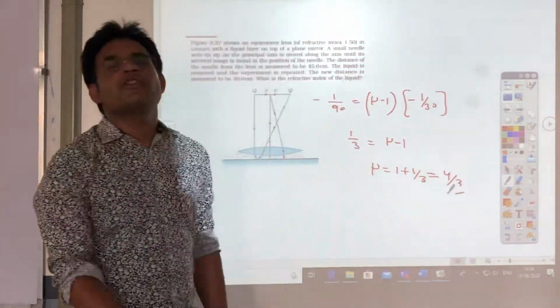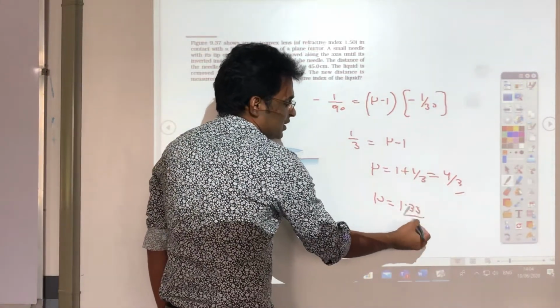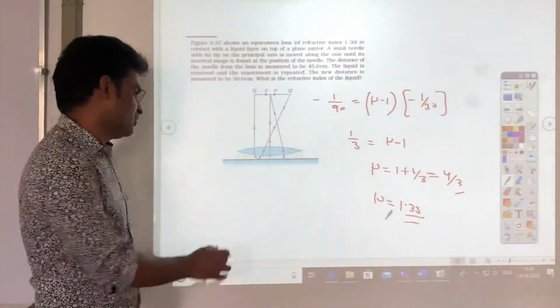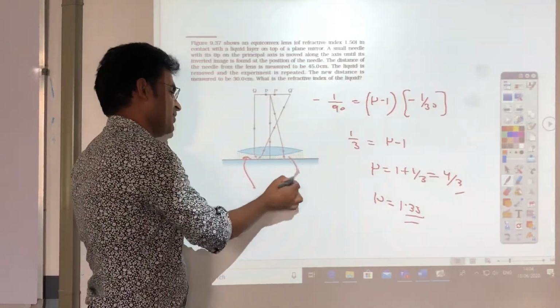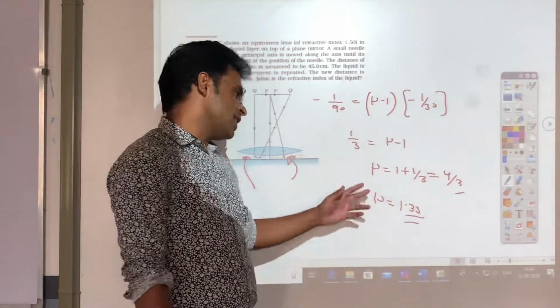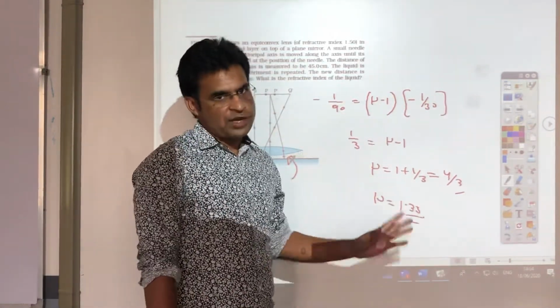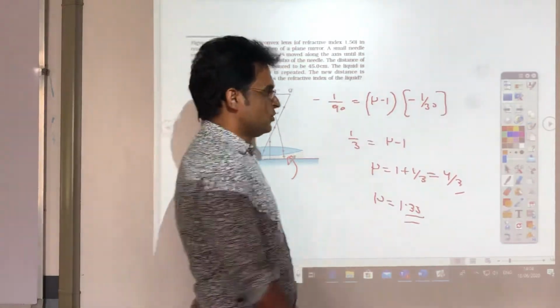And 4 by 3 is the refractive index of water. So mu is equal to 4 by 3 or else 1.33. We are putting nothing but water over here. So we can recognize which liquid we are putting after getting the refractive index of that liquid. Okay, let's move on to the next question.